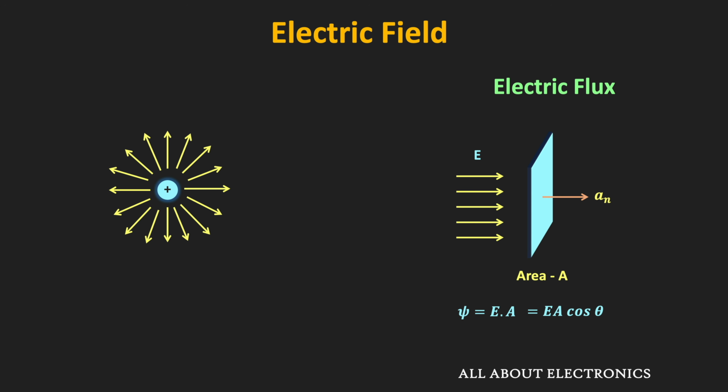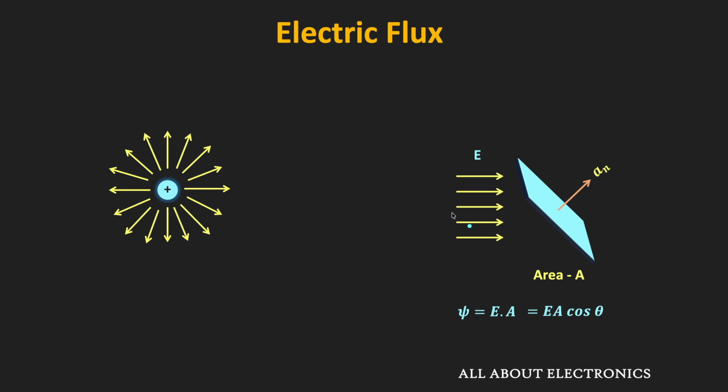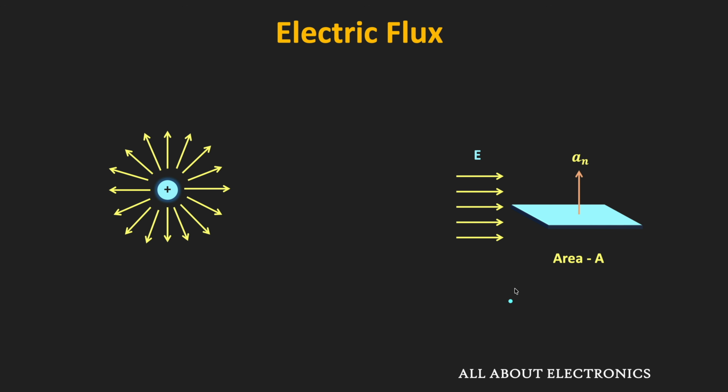As you can see, the maximum flux will pass through the area when the direction of the electric field is normal to the area, or in other words, when this electric field E is in the same direction as the a_n vector, because in that case, cos theta will be equal to 1. If the area is not perpendicular to the electric field lines, then the electric flux passing through the area will reduce. And in this case, no flux is passing through the area. That means in this case, psi is equal to 0.